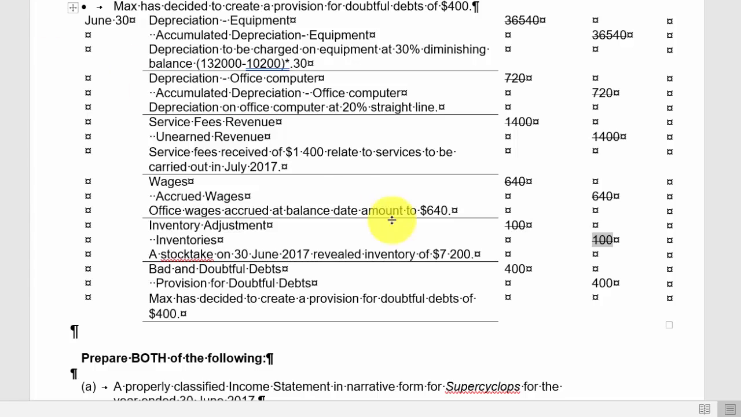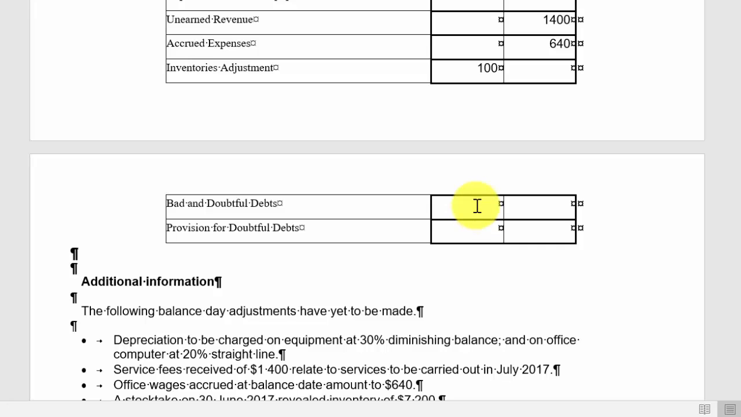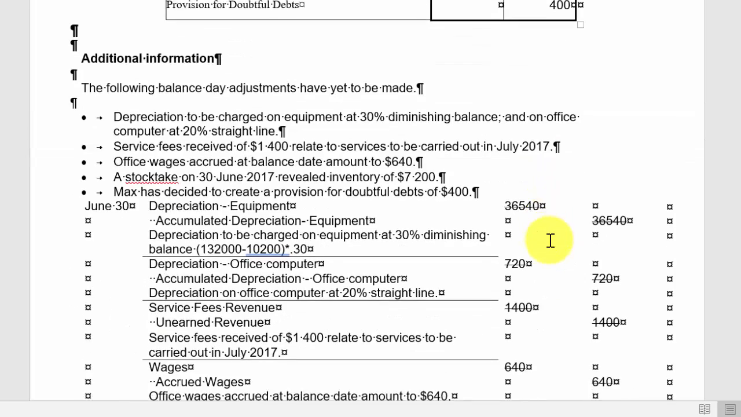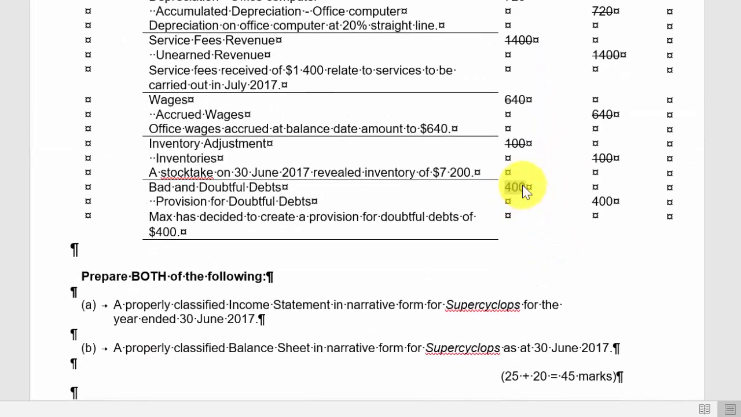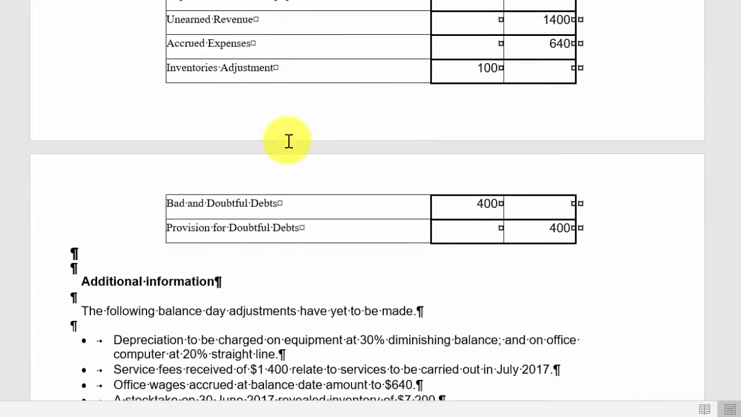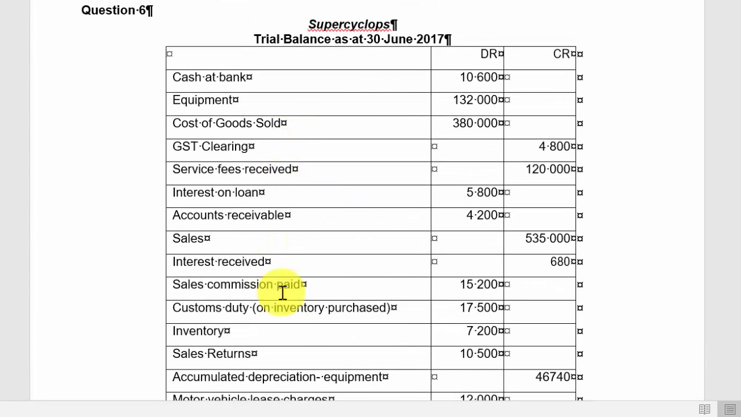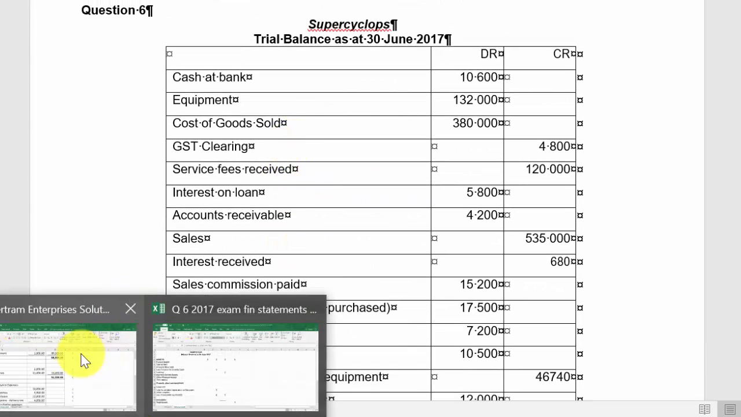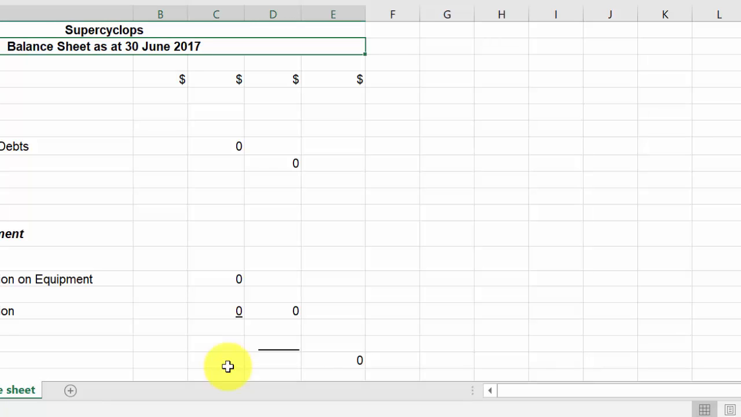And lastly, I've got to provide for my bad and doubtful debts. That's a new entry, as I discussed before, so we put those down here. So now I check to see that yes, I've posted all my balance date adjustments to what is now my adjusted trial balance. So this is what I work from, right, to go from here to my financial statement.